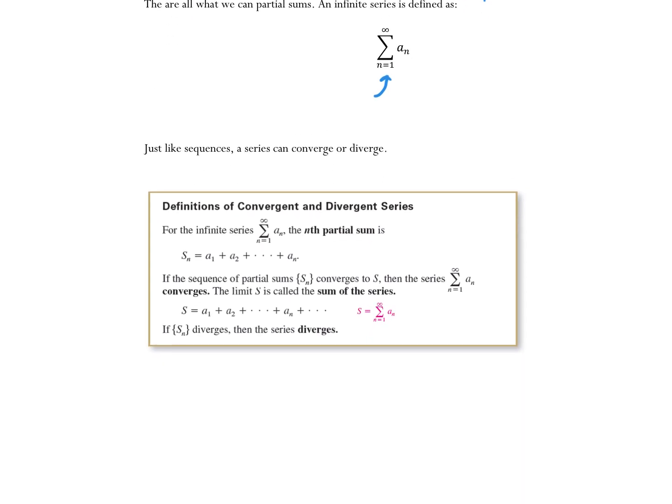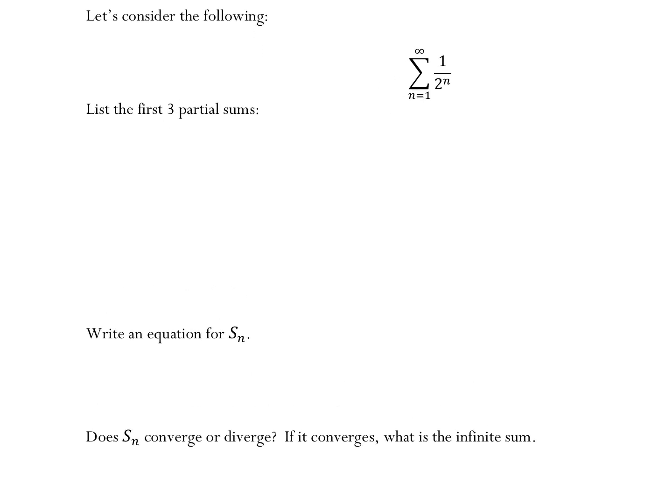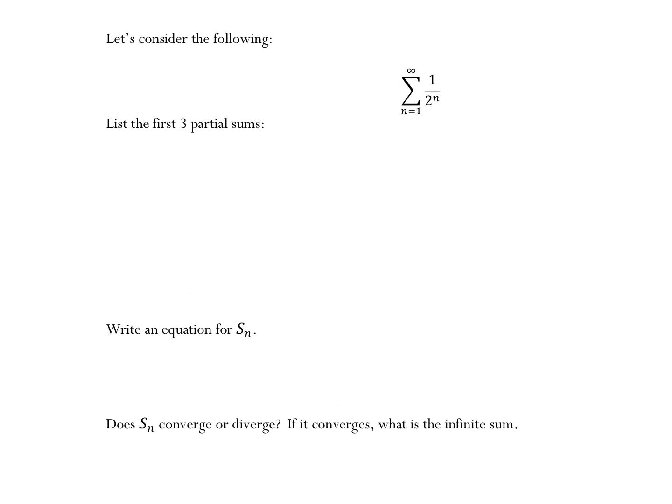Okay. So, S1 would be 1/2. Are we comfortable with that? And we call those partial sums because we're not doing the whole sequence, just a finite number of terms of that sequence. Yeah. What would S2 be? It would be 1/2 plus 1/4.